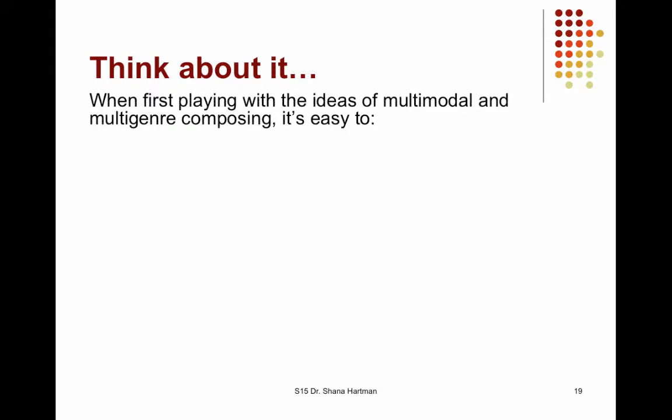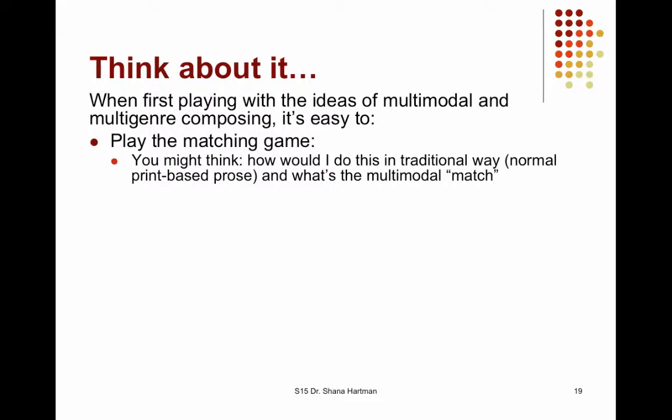Some things to think about. When first playing with these ideas of multimodal and multi-genre composing, it's very easy to do a few things. One is play the matching game. So you might think, all right, if I were writing a research paper and had paragraphs and citations, what would that look like? And then what's the match for that in multimodal, multi-genre?